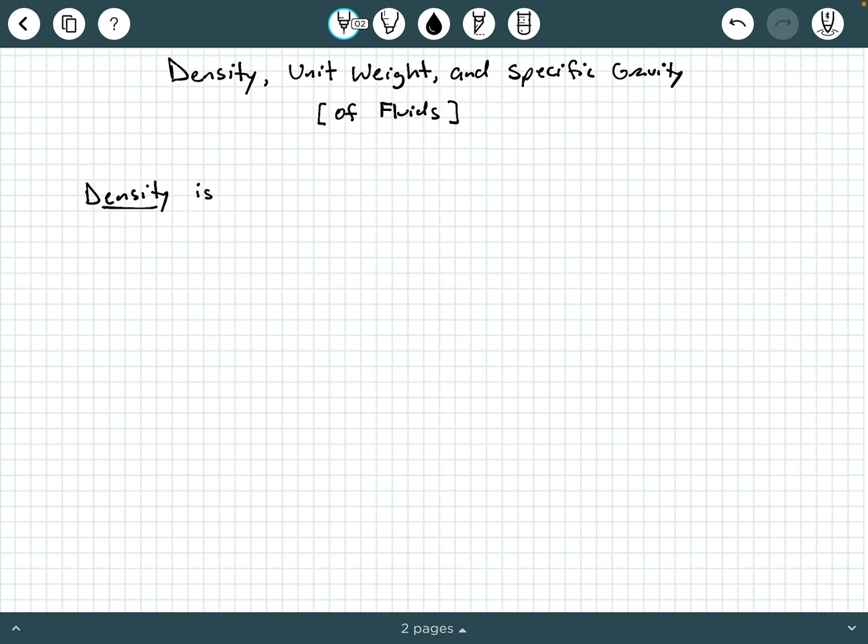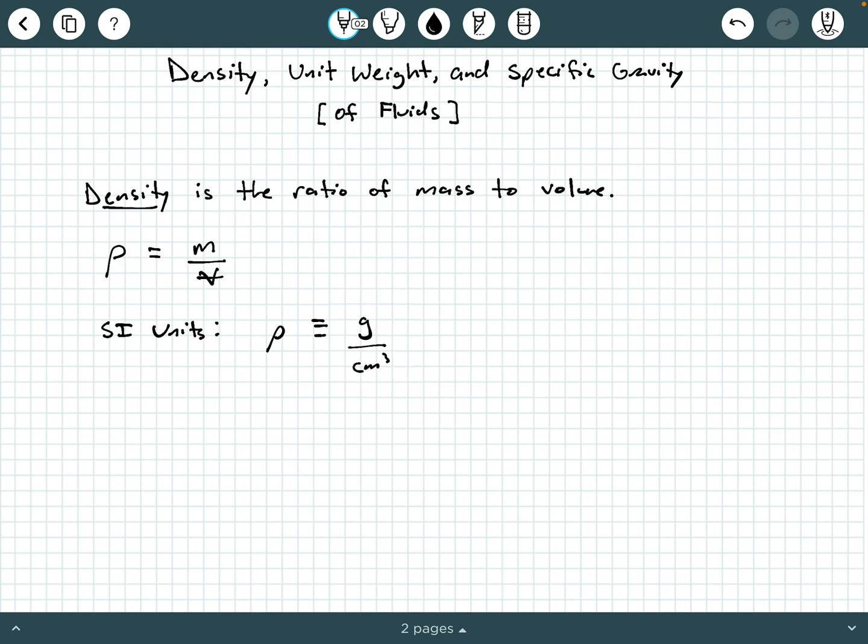Density is defined as the ratio of mass to volume. Okay, so density is typically given by the Greek letter rho, and it's mass divided by a volume. Okay, so in SI units, density has units of what? Well, you typically would see maybe grams per cubic centimeter or kilograms per cubic meter, etc. Okay, so you have some measure of mass divided by some measure of volume, and you have other options besides just this, but these are two commonly seen SI versions of density.